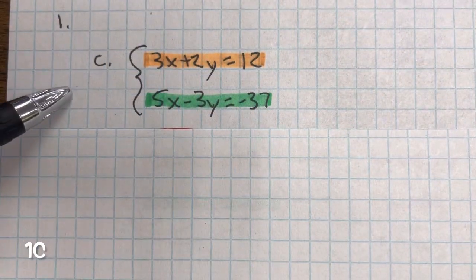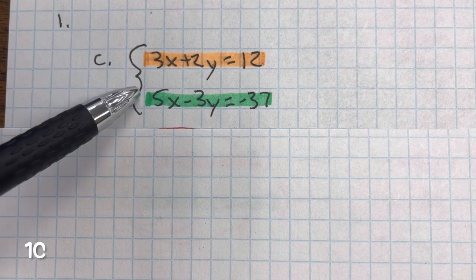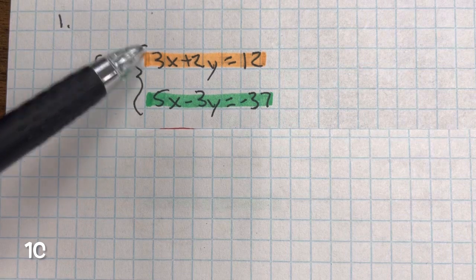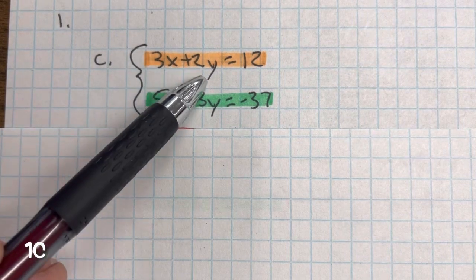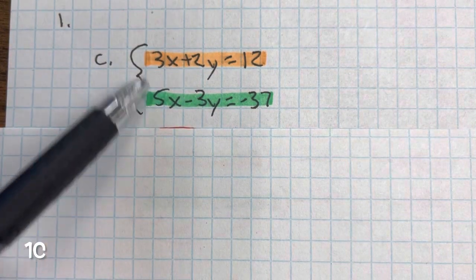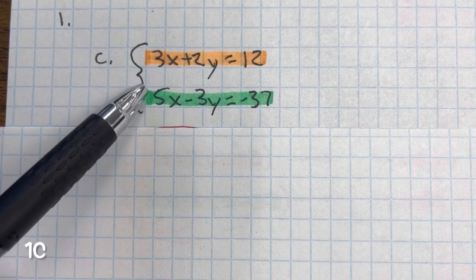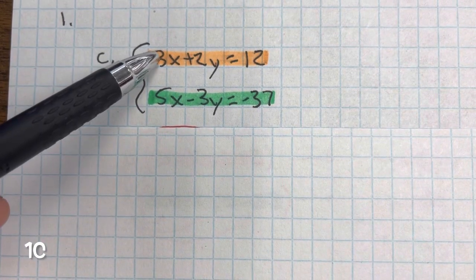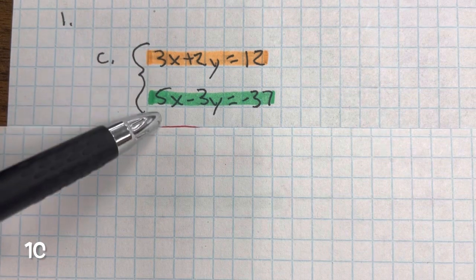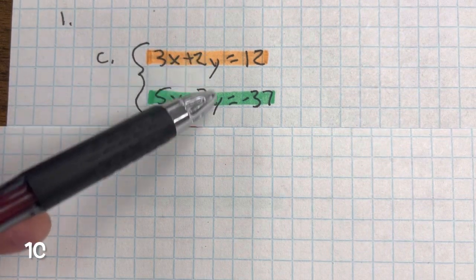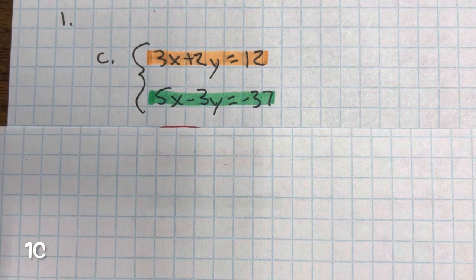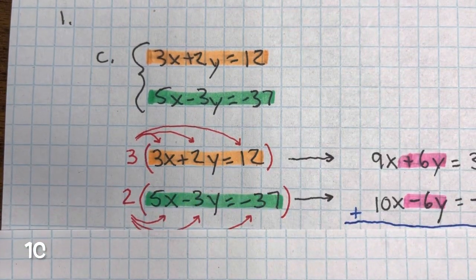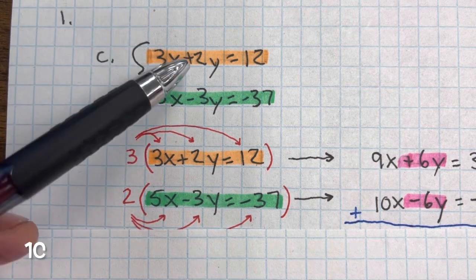For 1c, I need to solve this system, and the preferred method would be the elimination method, because I don't have either of these in y equals or x equals form. And to use the elimination method, I need to create a zero pair with the x terms or the y terms. I'm going to go ahead and do the y terms.